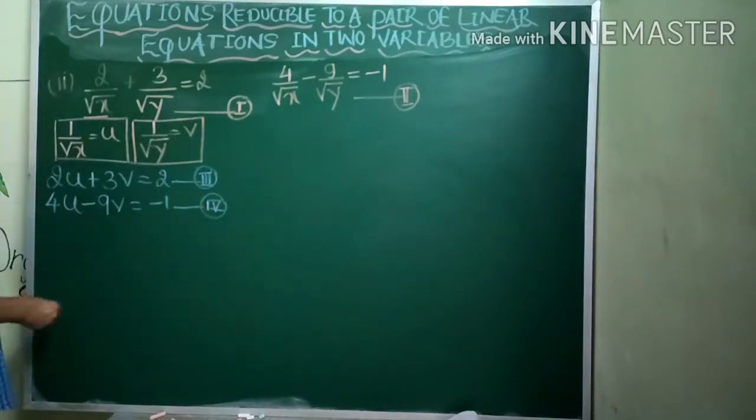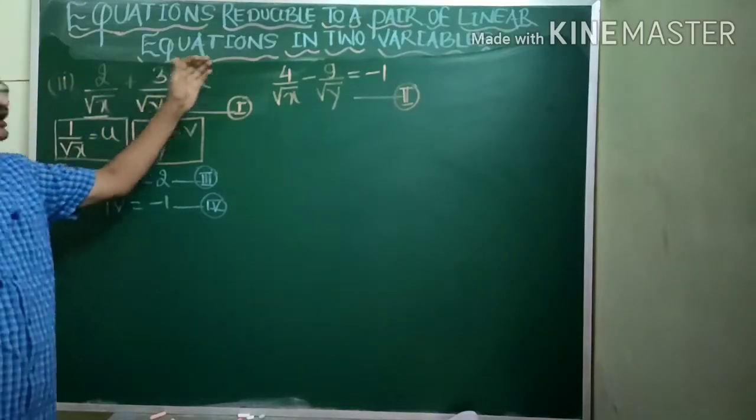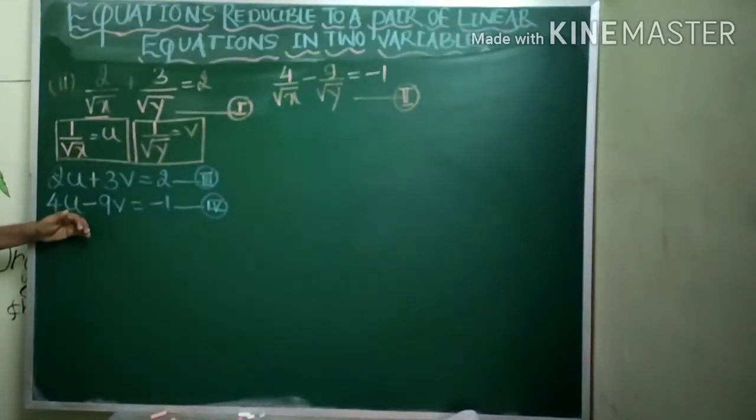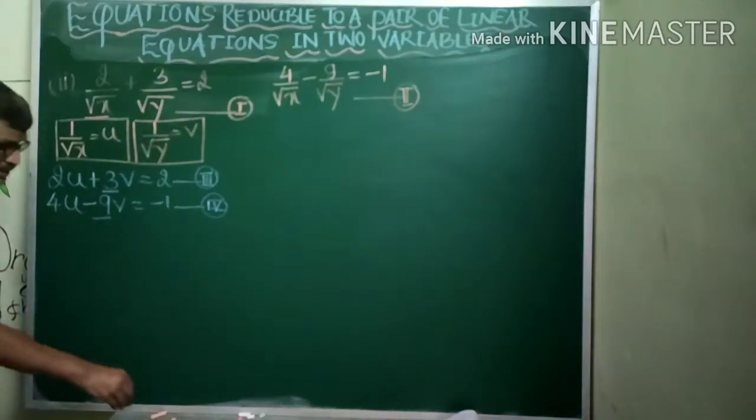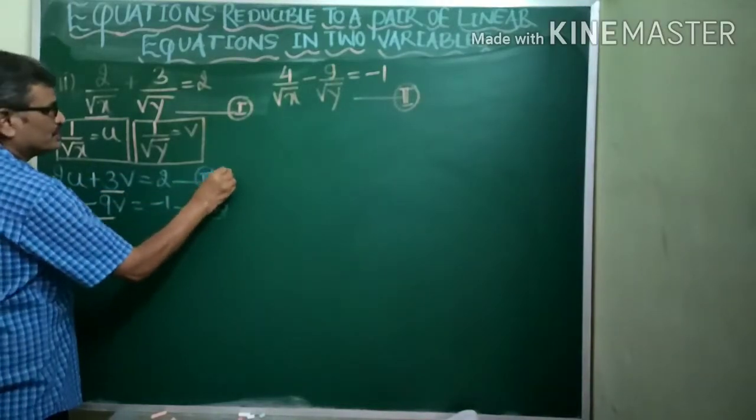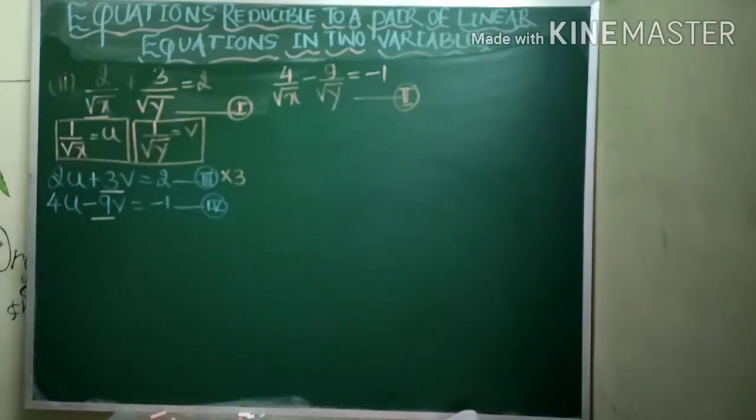Now children, originally the equation did not appear to be in two variables. Now it has been converted into two variables, that is u and v, by substituting 1 by root x as u and 1 by root y as v. Now I'll use my common sense here. I want to eliminate v. If I want to eliminate v, check the coefficients of v here. The coefficient of v is 3 here and the coefficient of v is 9 here. So simply if I multiply this equation by 3, my problem will be solved.